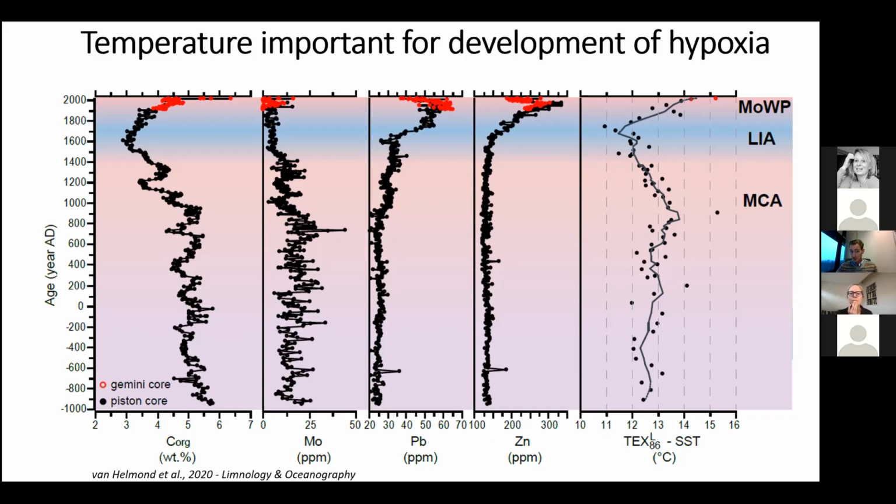Another way to look at it, which shows a similar picture, is simply looking at the molar C/N ratios. Those are also very close to the marine end member. So that's actually very surprising.